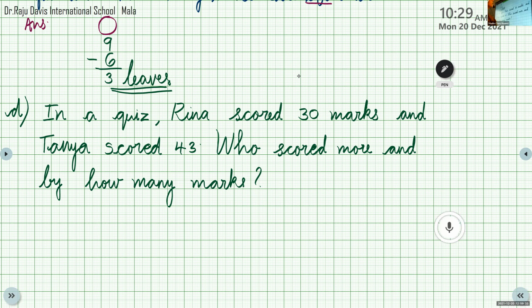The same question I will forward in the group also. So those who didn't complete, please complete from the group. And the question and answer we will discuss tomorrow.